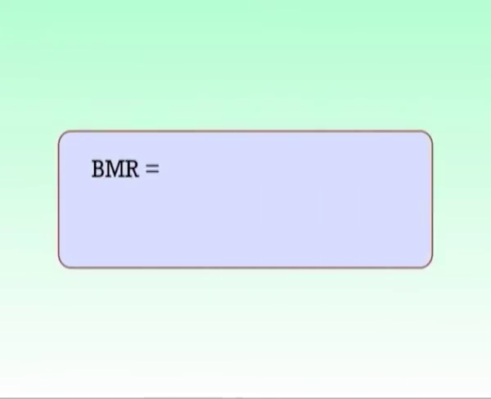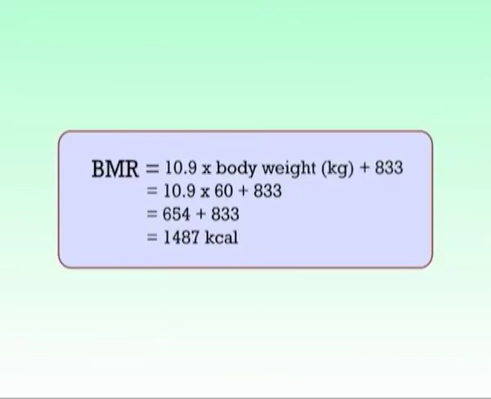For example, to calculate the basal metabolic rate of an Indian male aged 45 years with 60 kg, the following formula is used from the table. That is, BMR is equal to 10.9 into body weight in kilogram plus 833, which is equal to 10.9 into 60 plus 833, which is equal to 1487 kilocalories. Now, we'll see the standard for basal metabolism.